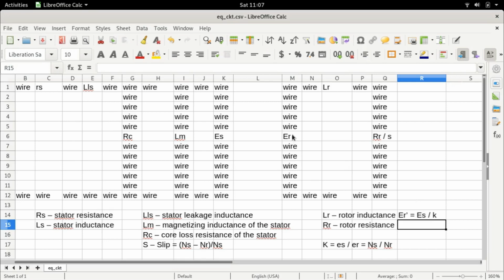Essentially what this means again is, let me remove this for now. If I want to refer my ER, this induced EMF, to the stator side, I can do it by this computation. And we can also do the same for current. But for current, we are going to reverse this turns ratio, so it becomes K into IS.